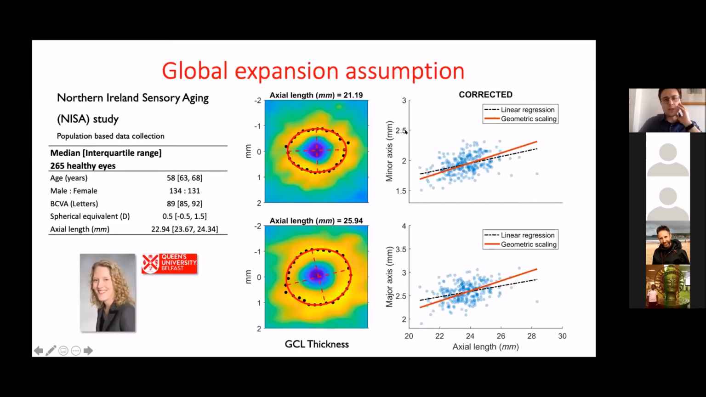And to do this, we basically measured how the profile of the ganglion cell layer changed with different axial lengths. And we used 265 OCTs from the Northern Ireland Sensory Ageing Study, kindly provided by Dr. Ruth Hogg from Queen's University. And essentially what we did, we measured the major and minor axis of an ellipse fitted to the ganglion cell profile. And after correcting for ocular magnification, we observed how it changed with axial length. And you can see that it scales quite well following a geometric scaling, so a global expansion assumption. So we use this assumption for the rest of the model.